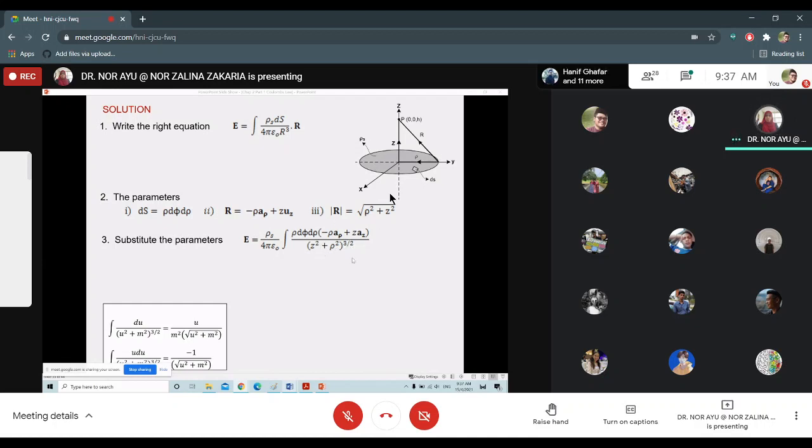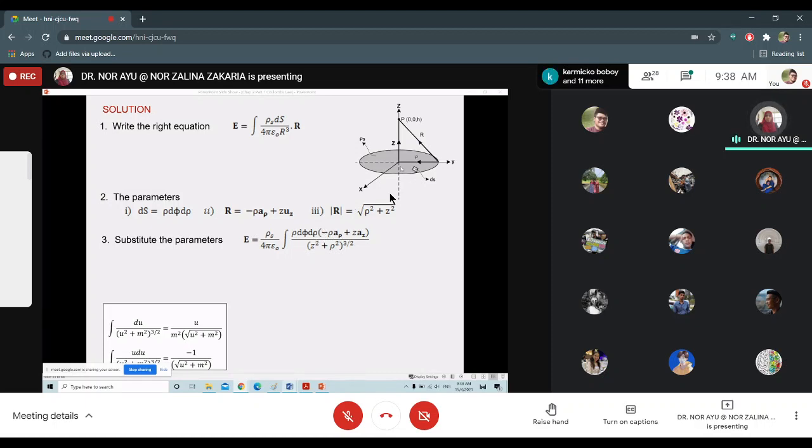Alright, from here, you know that these conditions of symmetry tadi, so we need to cancel out one of this. So which one that we need to cancel out? Which value that we need to cancel out? Someone please answer. Rho. Rho, betul? Okay, so we need to cancel out the rho part.